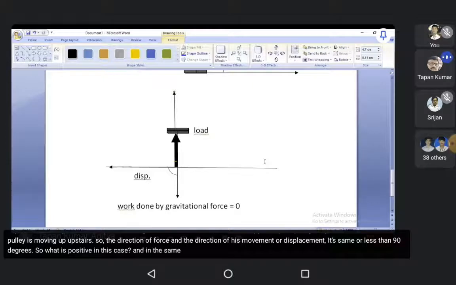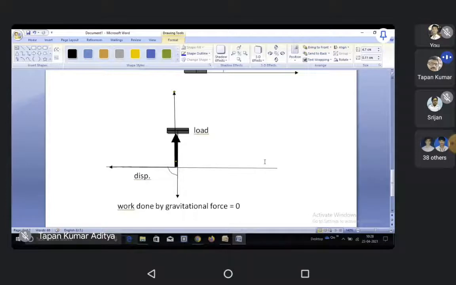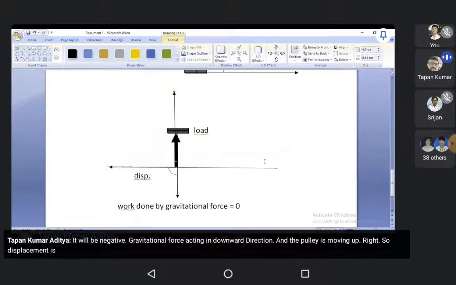And in the same example, the pulley is holding the load on his head, moving upstairs. What is the work done by gravitational force? Negative. It will be negative. Gravitational force acts in the downward direction and the pulley is moving up, right? So displacement is in an upward direction, so the angle is more than 90 degrees, so work done will be negative.